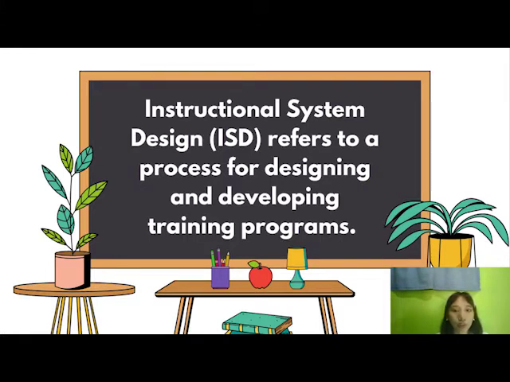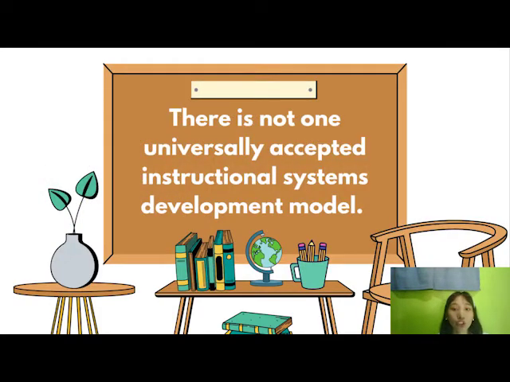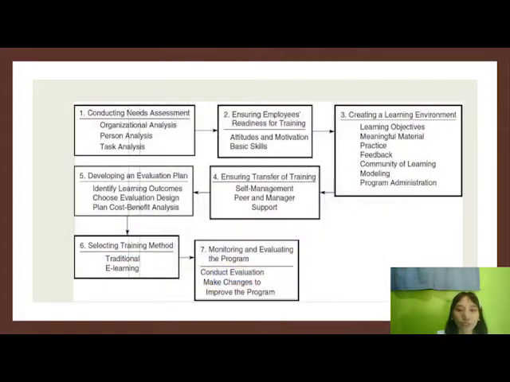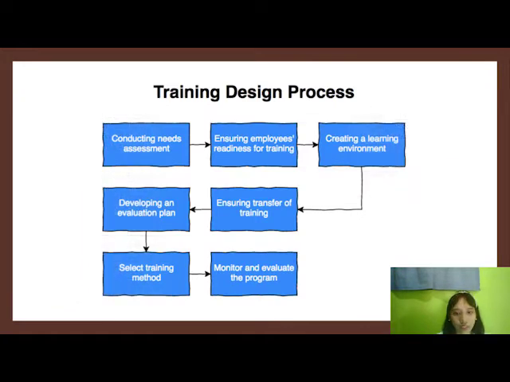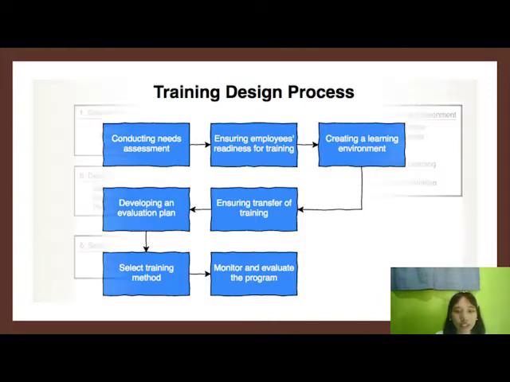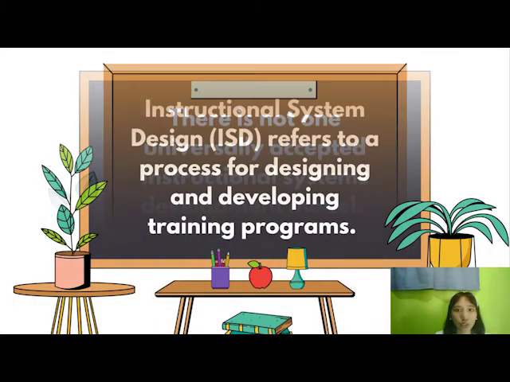The training design process is also sometimes referred to as the ADDIE model for the reason that it includes analysis, design, development, implementation, and evaluation. It is also important to take note that there is not one universally accepted instructional system development model. In this figure, the first 2 steps are related to analysis, while the next 3 steps are what we refer to as design issues. On the other hand, the last step is related to evaluation. But despite that, they still share several assumptions, which are the following.